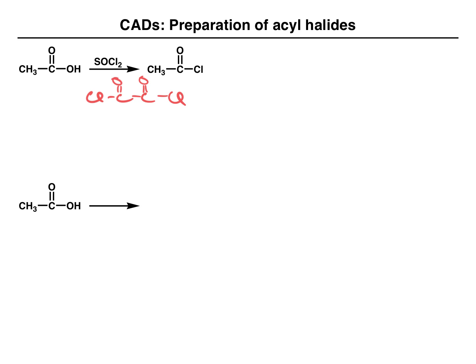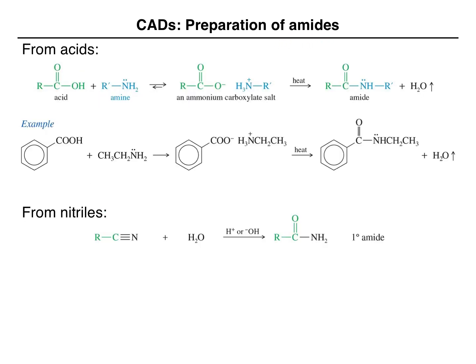If we need the acid bromide, we could instead use phosphorus tribromide, and that will convert a carboxylic acid to an acid bromide. You're not responsible for the mechanisms of how these reactions work, but you can look in your textbook if you're curious. Amides can be prepared from carboxylic acids or from nitriles.